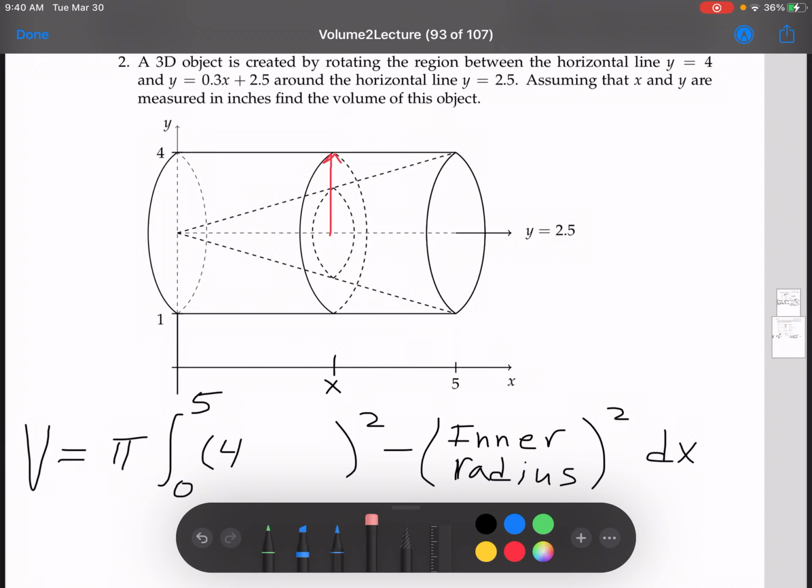Let me draw that a little better. 4 gives us this entire distance there. But we don't want the entire green distance. We just want that red distance. So we need to take away this yellow distance. So the red is the green, which is 4, minus the yellow, which is 2.5.